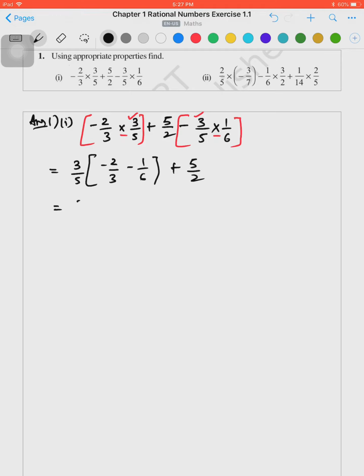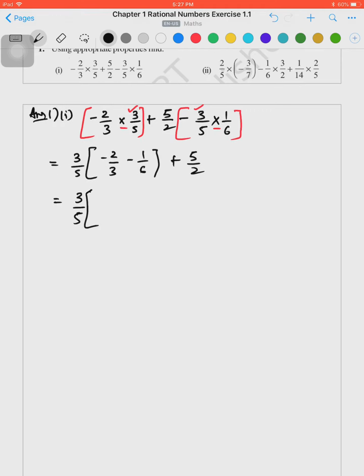Okay, so we have 3 by 5 here. Inside the bracket, the LCM of 3 and 6 will be 6. In order to make it 6, we have to multiply by 2 in the denominator, so we'll also multiply by 2 in the numerator. It will become minus 4 minus 1, bracket closed, plus 5 by 2. So this will be 3 by 5 outside. Now open the bracket. This will be minus 5 by 6 plus 5 by 2.